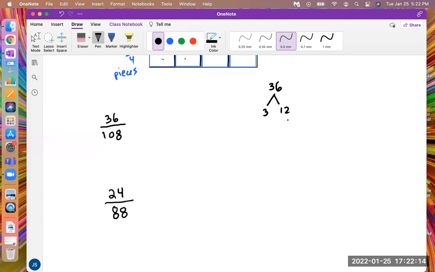Now with 12, I can say that's 3 times 4. Now this branch has gone as far as it's gonna go, but then at 4, I can say it's 2 times 2. So we just keep breaking each number in this tree down until there's no other number except 1 and itself that it can factor into. So then we say the prime factorization of 36, I'm gonna write it above the fraction here, is where every branch stops.